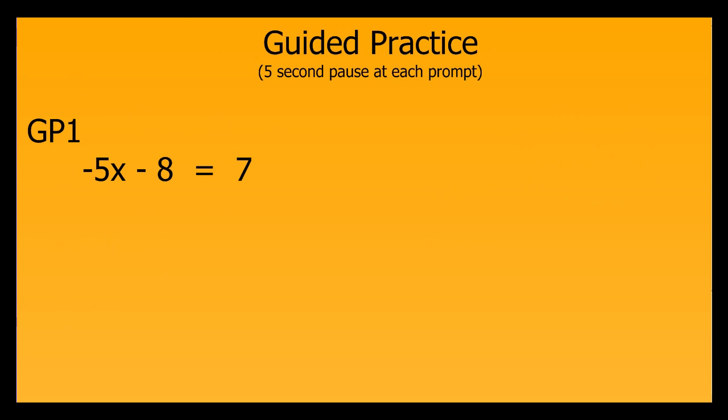Now for our guided practice section, we're going to work through some problems together. You do not need to write down these problems, just step through them with me. At each step, I'm going to prompt you with the question you should be asking yourself. Then I'll pause for about 5 seconds for you to think about it and answer it for yourself. Then I'll show you. So for this problem, our first question is, what are we trying to do here?